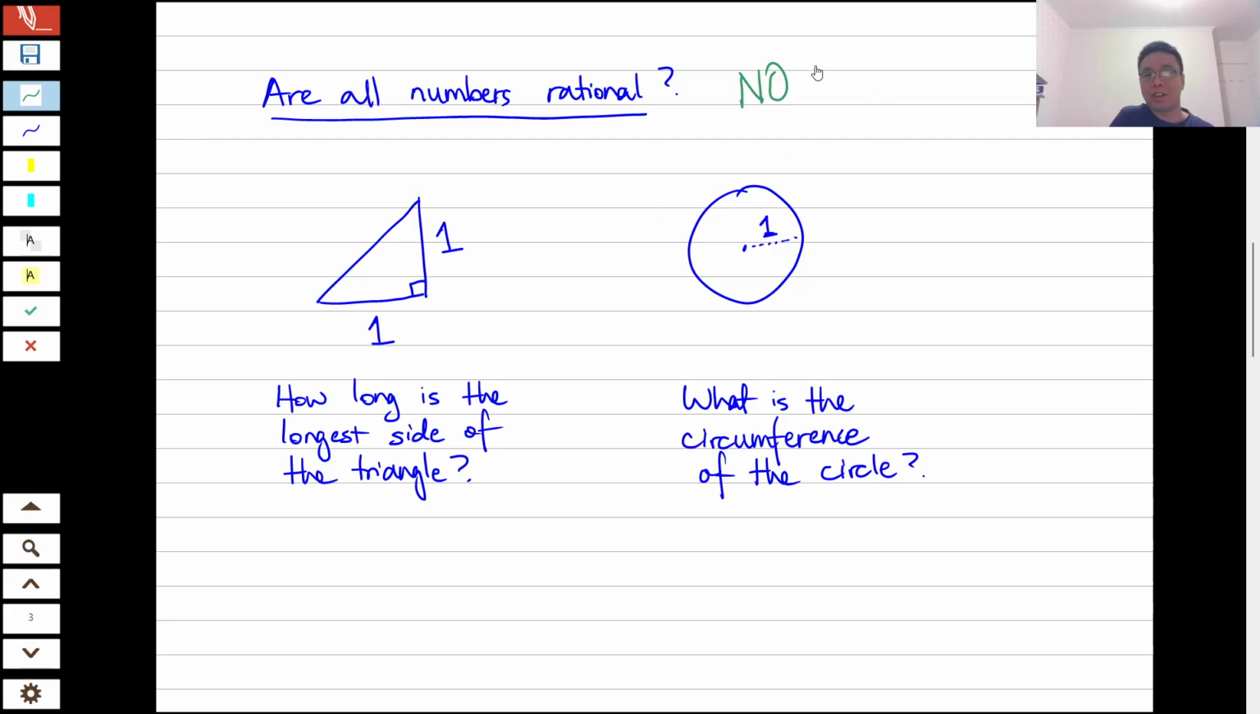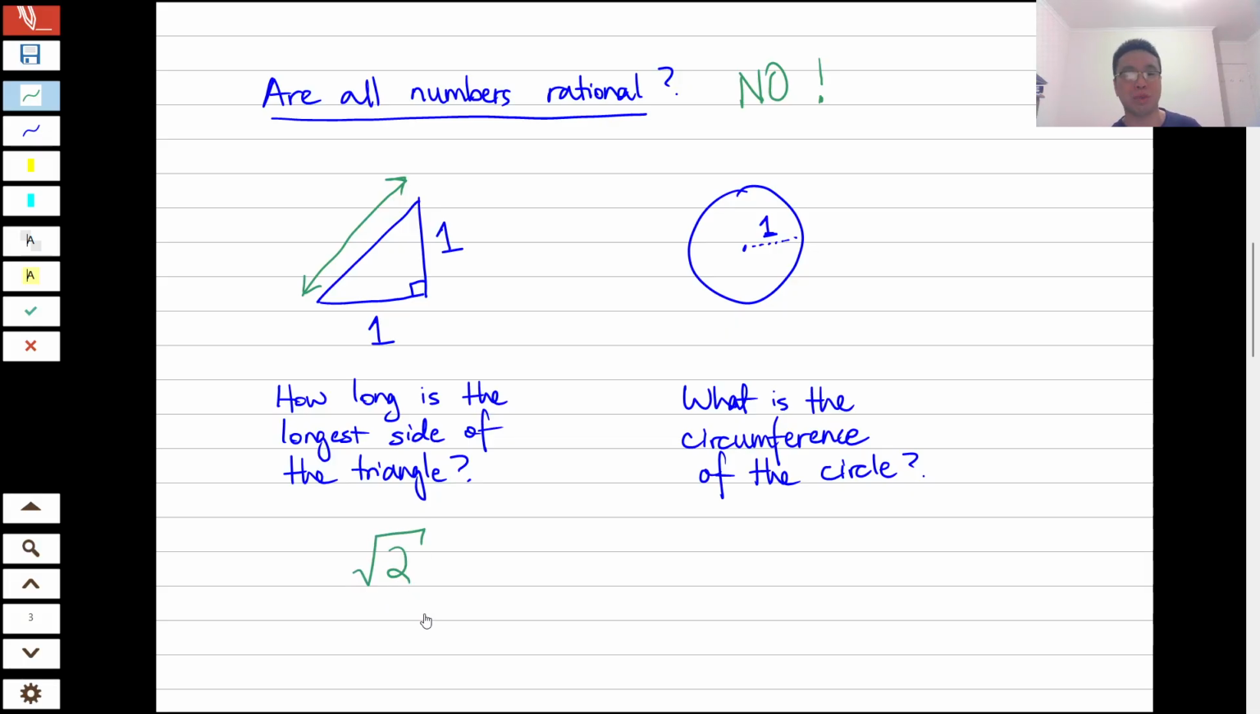involves constructing a right-angled triangle where the length of the two shorter sides is 1. And I'm interested in how long the longer side is. Turns out, if you try to write down a number to describe how long that side is, you can't do it with a fraction involving two integers. You can't do it with the rational numbers.